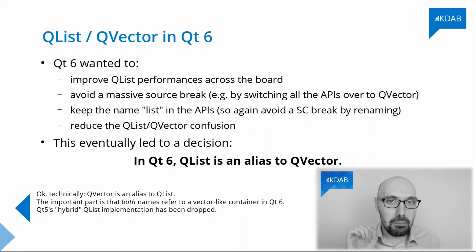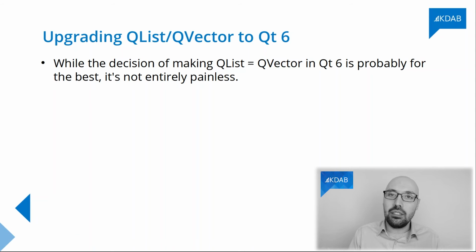The important bit is that both containers, QList and QVector, refer to the same container, which is a vector-like container in Qt 6. And of course, while this decision is probably for the best and the future of Qt, it is still not entirely painless, in the sense that there are a number of small incompatibilities that you may face. For instance, if you upgrade your existing applications using Qt 5 to Qt 6, there are a couple of corner cases in which this upgrade may hit you.